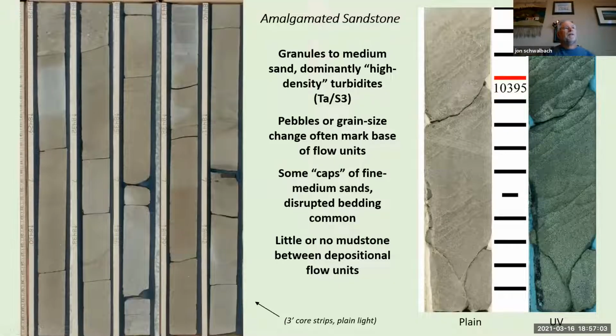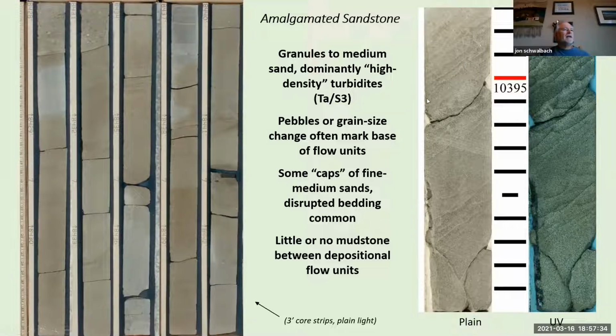Similarly, we see what have been termed amalgamated sandstones. So these aren't quite as coarse for the most part. They're generally granules to medium sand, but they've been termed high density turbidites. And what you notice here is that there's not a lot of breaks in the bedding. In fact, the breaks that you see are typically grain size changes, like here where we go from a coarse to medium sand into a pebble. So that's what often defines these flow units.